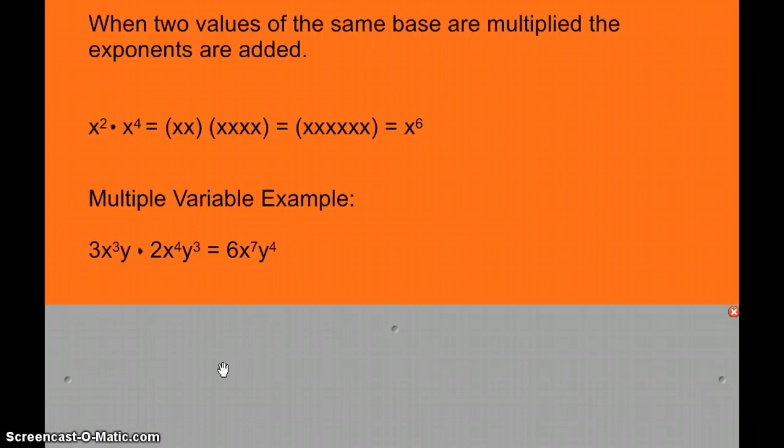Then we multiply x to the third times x to the fourth. Here comes our product rule where we do 3 plus 4 is 7. And in order to do y times y to the third, we need to make sure we recognize on this y, if there's no exponent there currently, there is a 1 in here that we can assume there's one y there. So therefore y to the first times y to the third is y to the fourth. So that's your product rule.